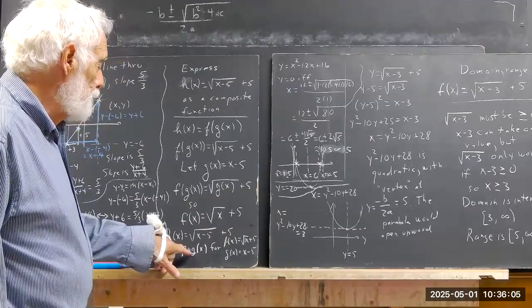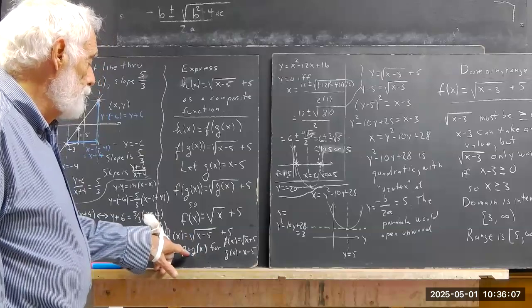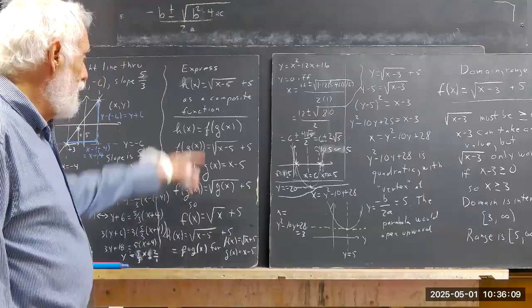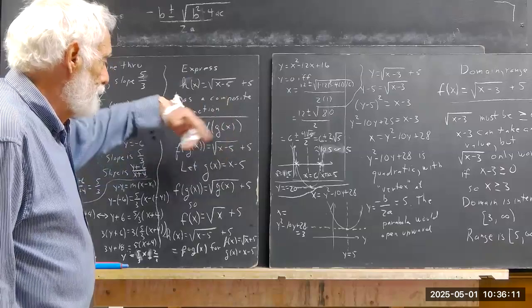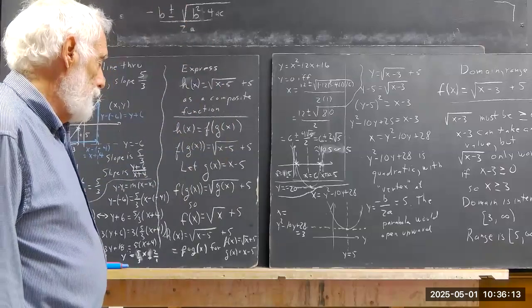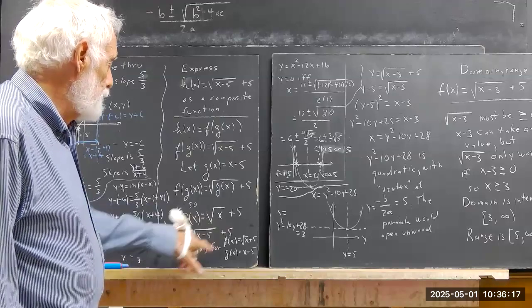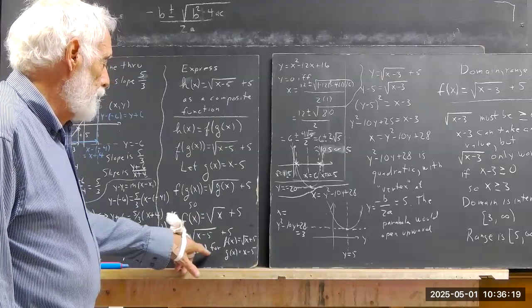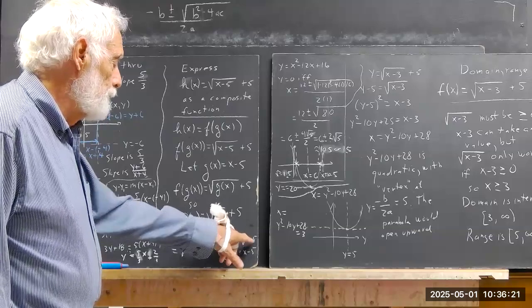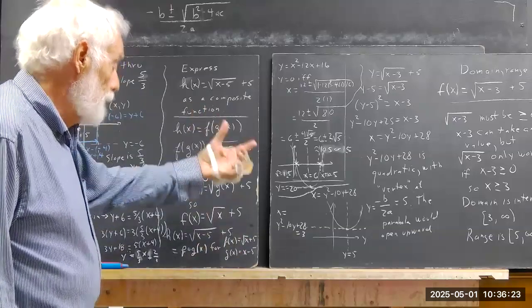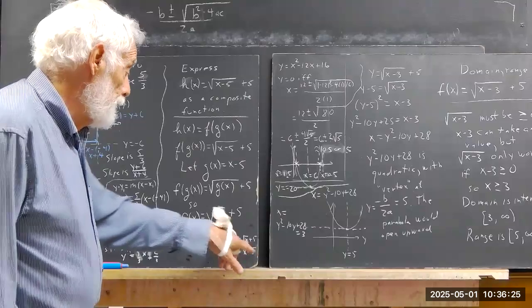Then we say f circle g of x, because f circle g is the name of this function. f of g of x is how we calculate the composite. h of x equals this function is f circle g of x if f of x is the square root of x plus 5, and g of x is x minus 5.